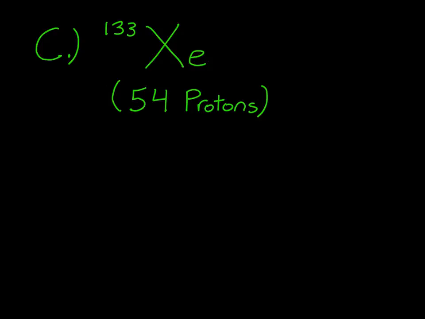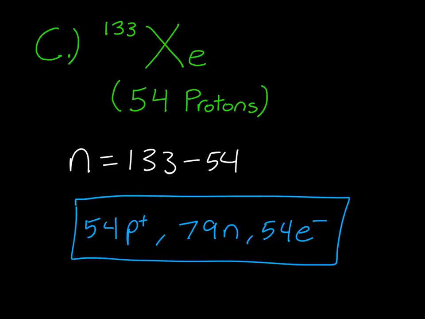So part C gives us an atom of a different element, xenon, with a mass number of 133 and no charge. When we look on our periodic table, we see that xenon has 54 protons, meaning that with a neutral charge, it must have that many electrons. To get the number of neutrons, once again, we subtract 54, the number of protons, from 133, the mass number, to get 79 neutrons. This gives us 54 protons, 79 neutrons, and 54 electrons.